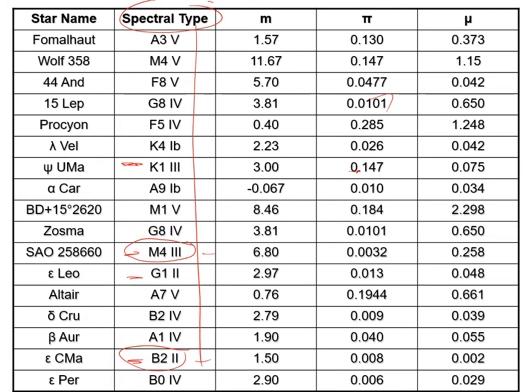So if I ask you for these stars which one's brighter, dimmer, and so forth, that's a good way of doing it: you can just imagine an HR diagram and where that star would fit on it.